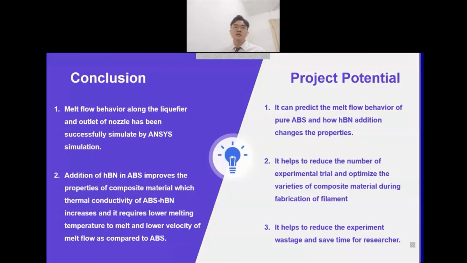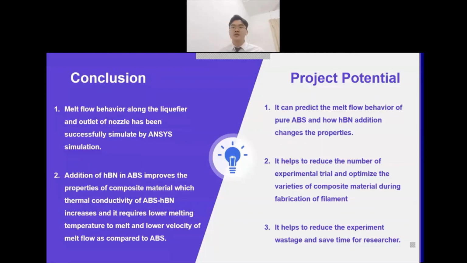In conclusion, as per the objective, the melt flow behavior along the liquefier and outlet of the nozzle has been successfully simulated by ANSYS simulations. The results are presented in temperature, pressure, and velocity control. As the viscosity of fluid flow increases, the volumetric flow in the liquefier decreases. So the higher the volumetric flow rate, the higher the average velocity of the melt flow. Second, the addition of hBN in ABS improves the properties of the composite material: the thermal conductivity of ABS-hBN increases, and it requires a lower melting temperature to melt and has lower velocities of melt flow compared to ABS.